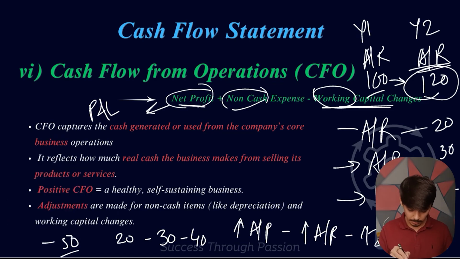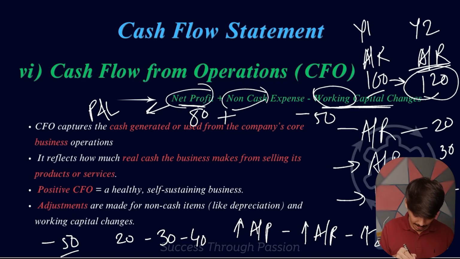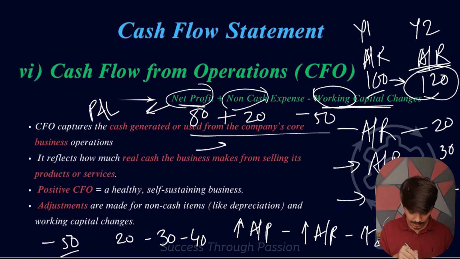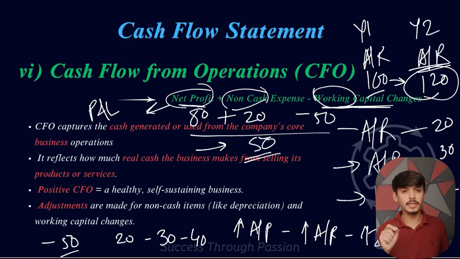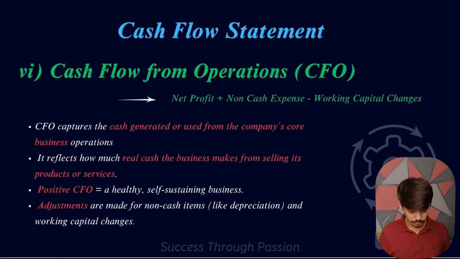So we will now subtract minus 50 from the entire cash flow from operation calculation. So as we had net profit of 80, we added 20 back to it, and as we are subtracting 50, our CFO will now become 80 plus 20, that is 100, minus 50, that is 50. So over here 50 means that the entire business had generated 50 rupees in cash balance that was reflected in our bank account. Now let's go through each of the points that we have mentioned over here.